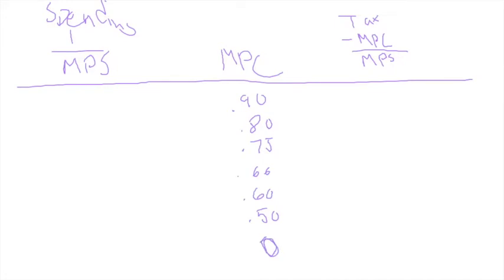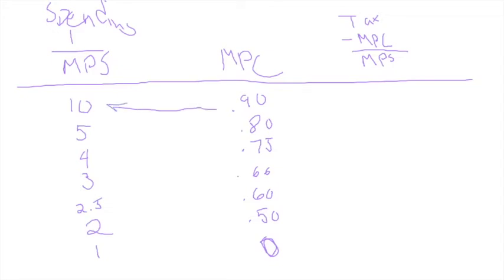Now, we've already done this one. I went through the values. If we just plugged in 1 over the MPS, so if my MPC is 0.90, that means my MPS is 0.1, right? 1 over 0.1, my value is 10. So 10 here, 5, 4, 3, 2.5, 2, and 1. Okay, that's how we get these values over here.